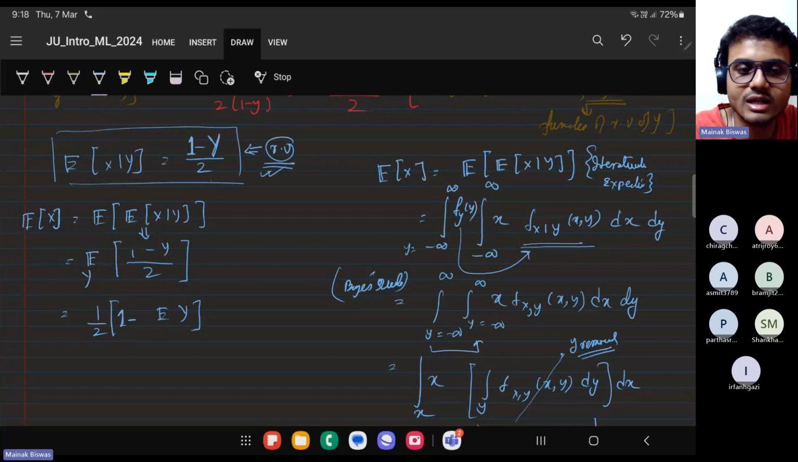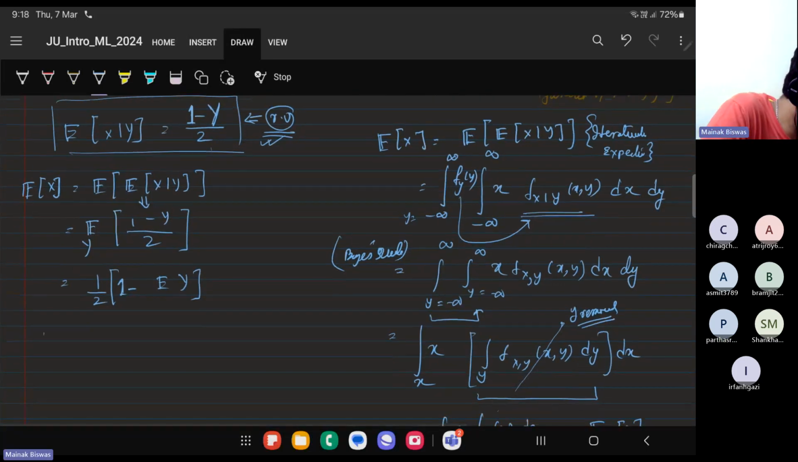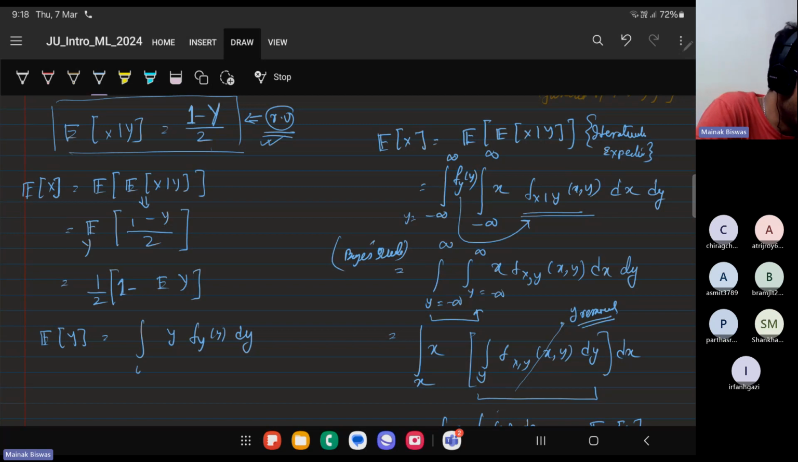Here it's essentially boiling down to the same thing. You have to calculate the expected value of x and y. Anyways, integral of y into fy. Expected value of y, how do I calculate? That is integral of integral of y into fy, from 0 to 1.